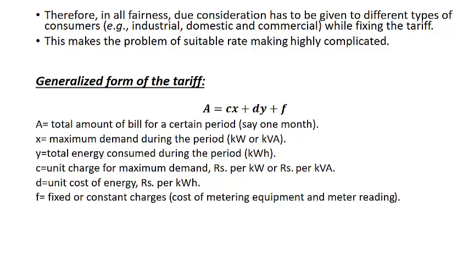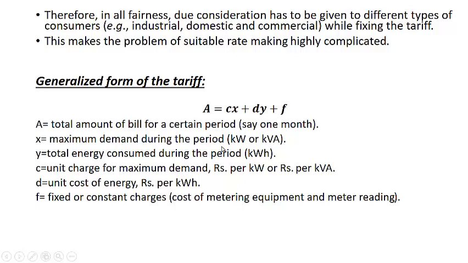So let us come to the generalized form of the tariff, how the tariff is usually calculated and described. It is usually described in the form of an equation, that is A = Cx + Dy + F, where A is the total amount of bill for a certain period for a consumer. Let us say it is 1 month. X is the maximum demand during the period. So maximum demand has to be measured for the consumer, and let us say this maximum demand for this period is X. And Y is the total energy consumed during this period.